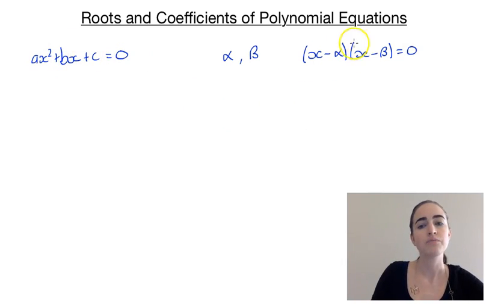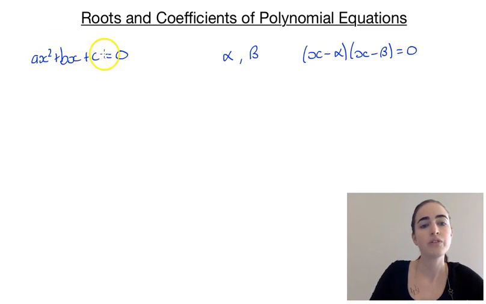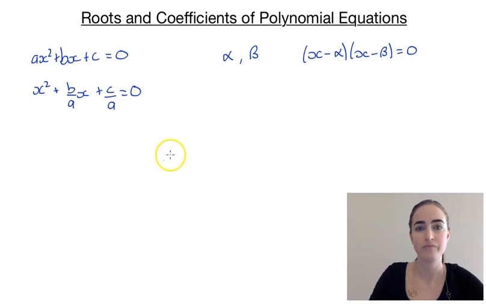So we're going to rearrange both of these equations to get them in the same form so that we can compare coefficients. So if we rearrange this into a monic quadratic, we're going to have to divide every term by a. So we're going to have x squared plus b over a x plus c over a equals 0.